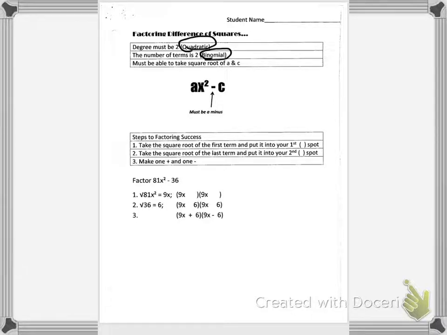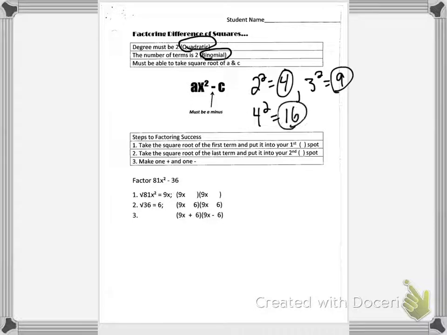And we must be able to take the square root of our a value and our c value. So our perfect squares are going to come into play here. So 4, 9, 16, 25, so on and so forth. It needs to be one of my perfect squares so that I can take the square root of it.